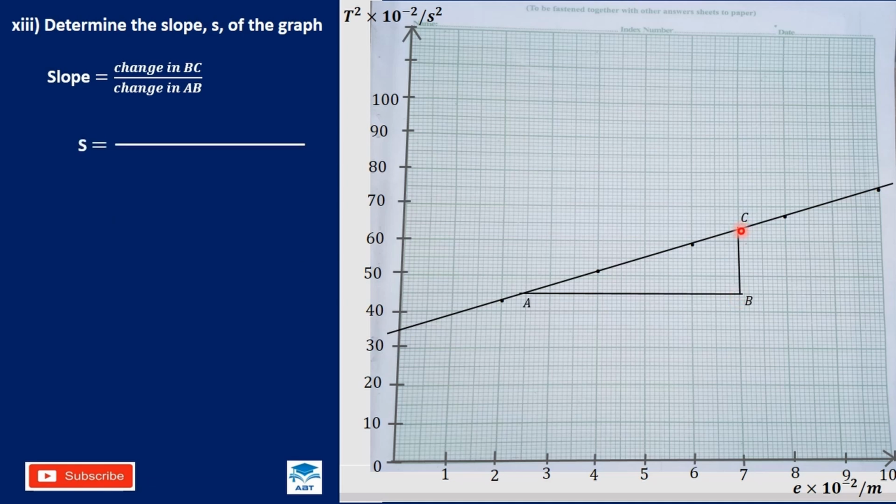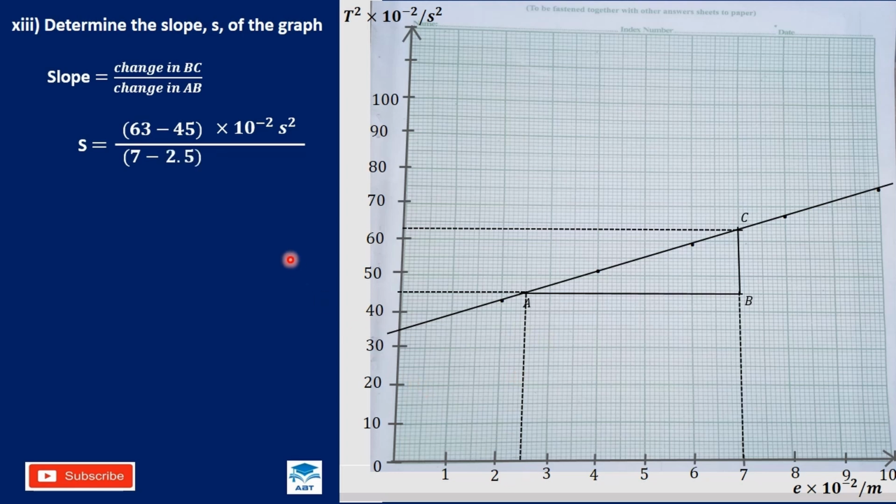For change in BC, we have 63 minus 45. Remember, times 10 exponent negative 2 and the unit is second squared. And for change in AB, we have 7 minus 2.5, also times 10 exponent negative 2, the unit is meters.